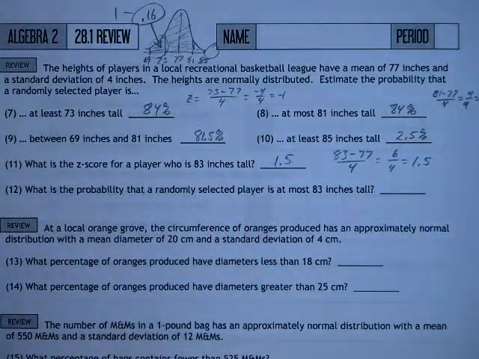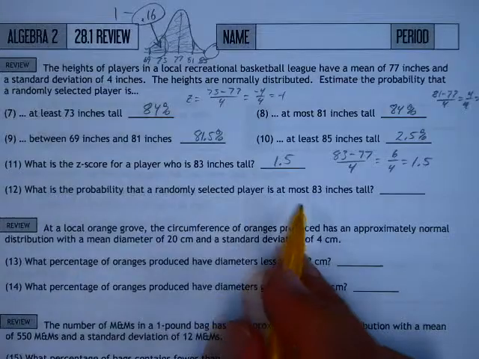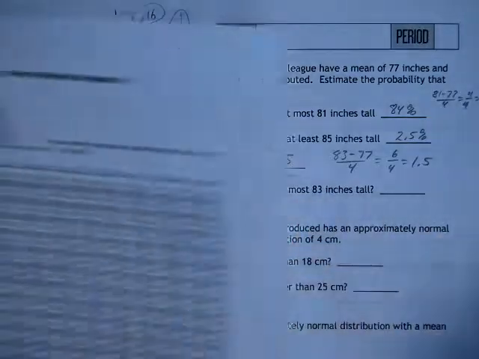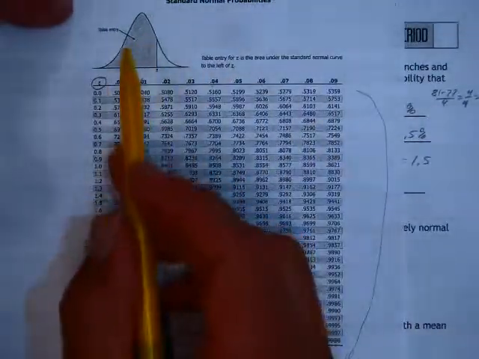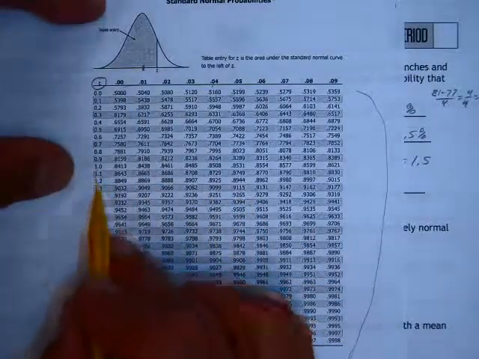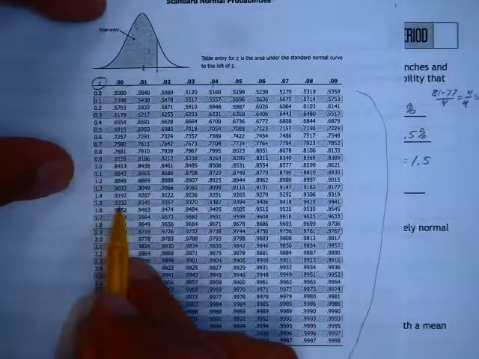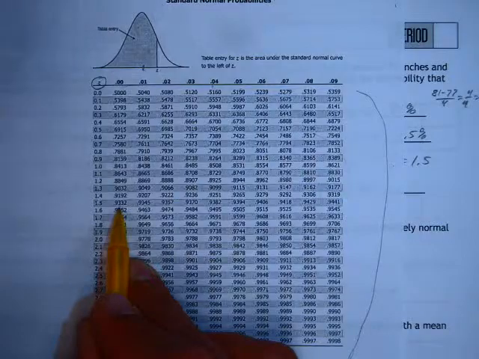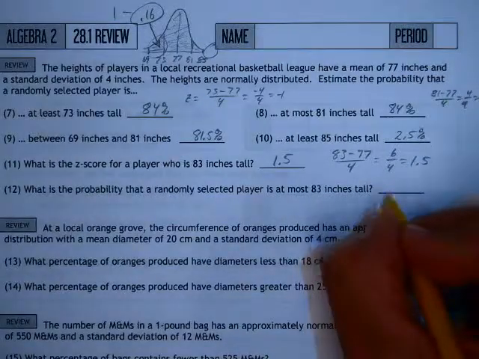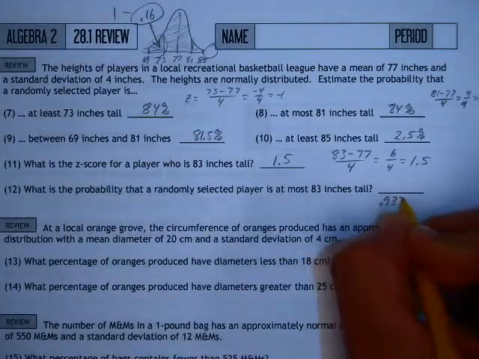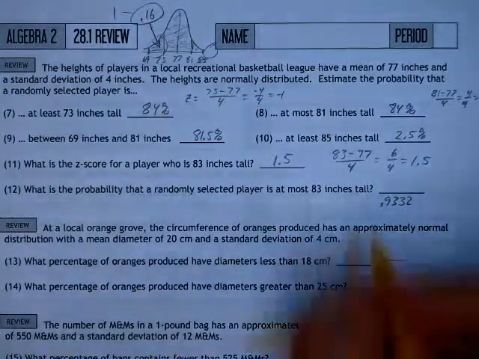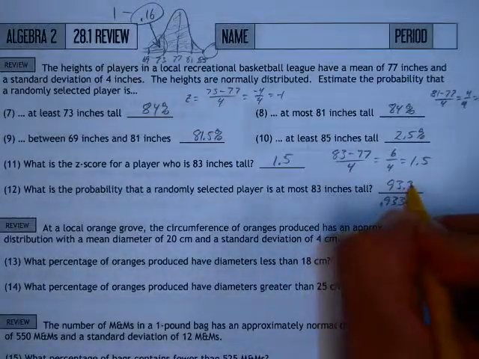Now, finally, we can use this. What's the probability of randomly selected players being at most 83? According to the table, it always does at most anyway. 1.5 is right here, and that's 0.9332. So 0.9332 is the probability. You can also call it 93.32%.